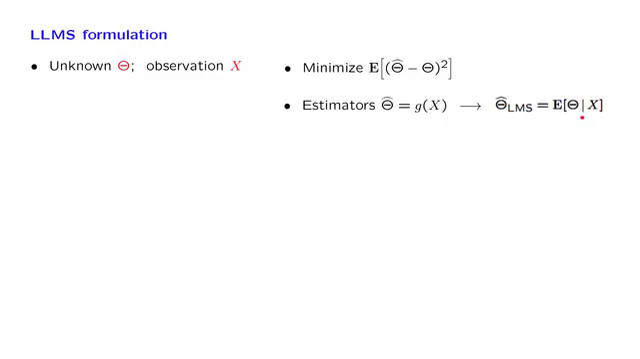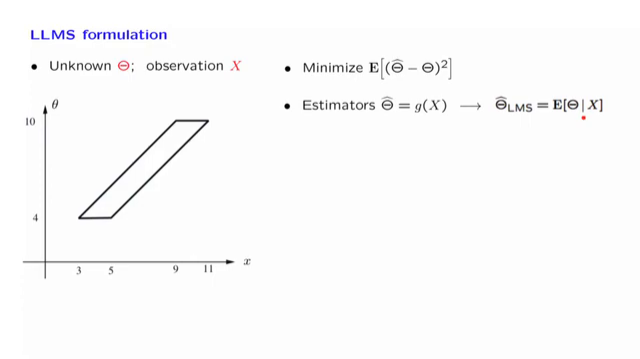Now let us look at an example that we considered earlier. Suppose that x and theta have a joint PDF which is uniform over this particular region. We did consider this example and we found that the optimal estimator was a function that had this particular shape. So this blue curve here corresponds to the function which is the conditional expectation of theta given the value of the observation that we have obtained.